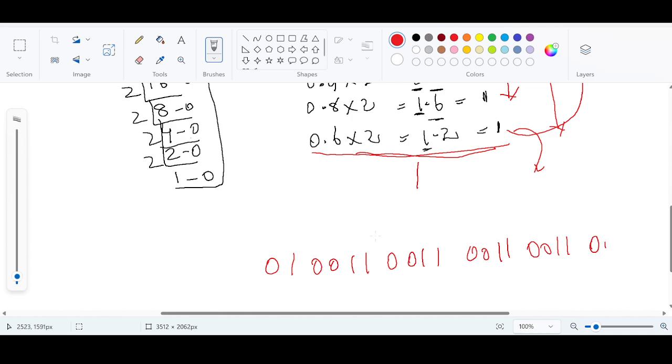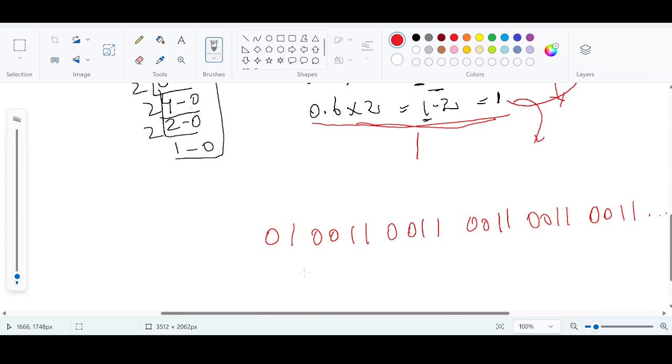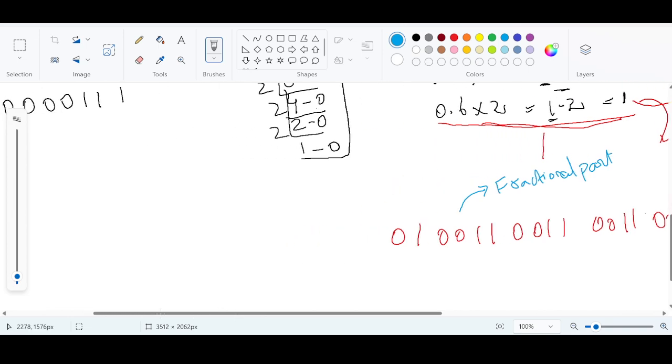And it keeps going 0, 0, 1, 1. It is going to be just like that, going on infinitely. This is the fractional part. This number is representing the fractional part.